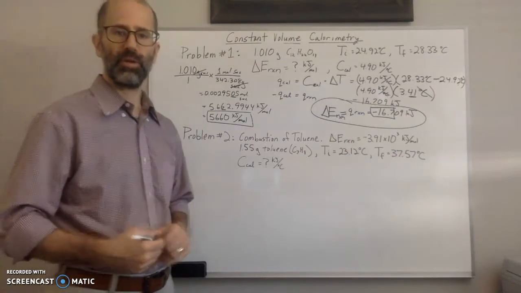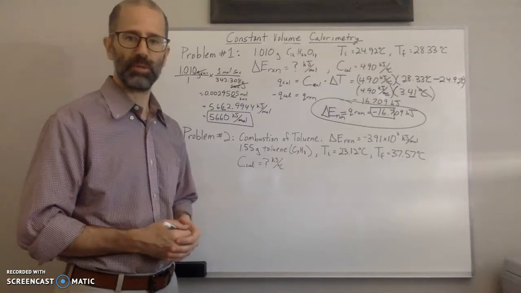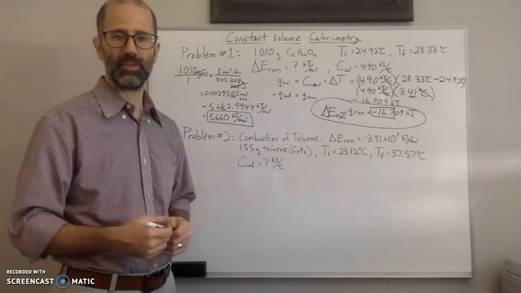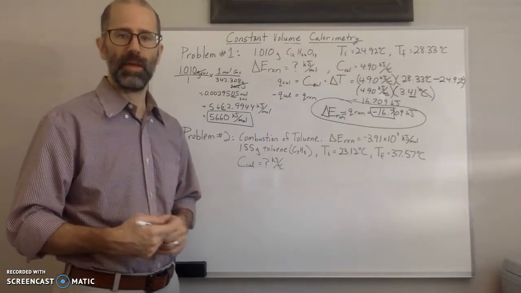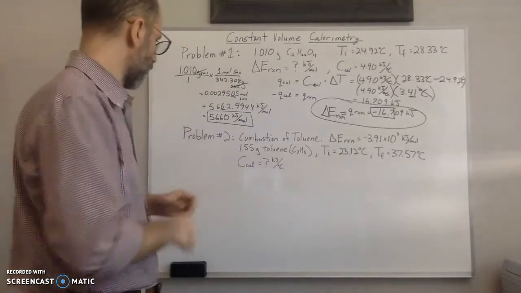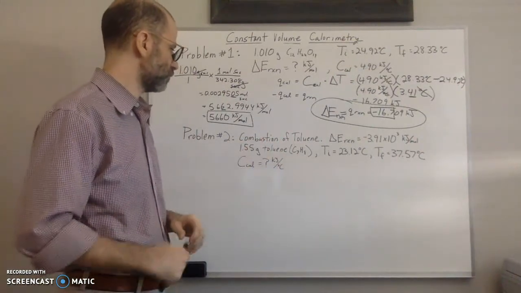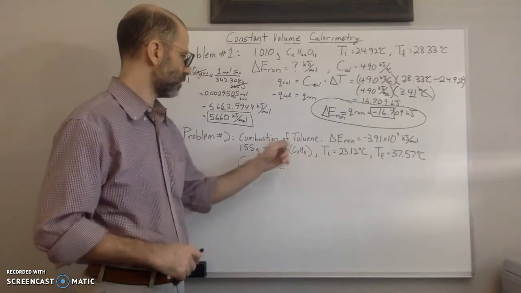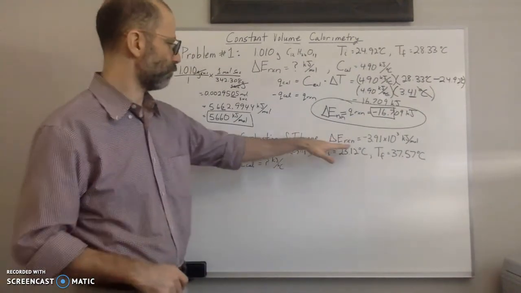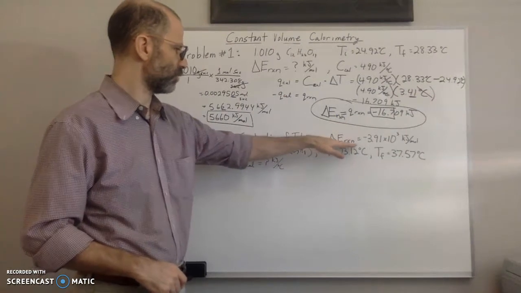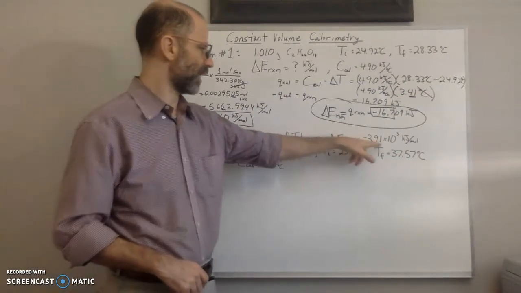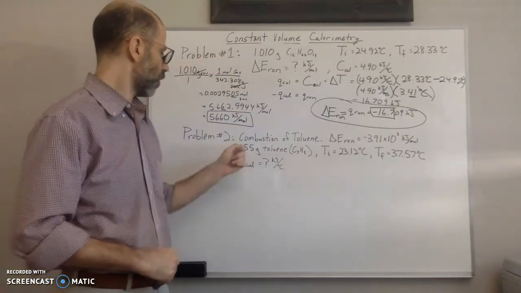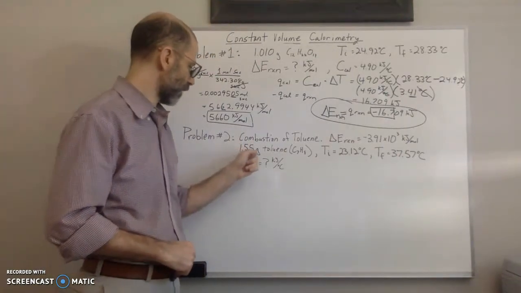In this video, I'm going to go over the second problem dealing with constant volume calorimetry, which again is dealing with a bomb calorimeter. In this problem, we're going to do the combustion of toluene, C7H8. For the combustion of toluene, we are given the delta E of the reaction is negative 3.91 times 10 to the third kilojoules per mole. We're given 1.55 grams of the toluene.